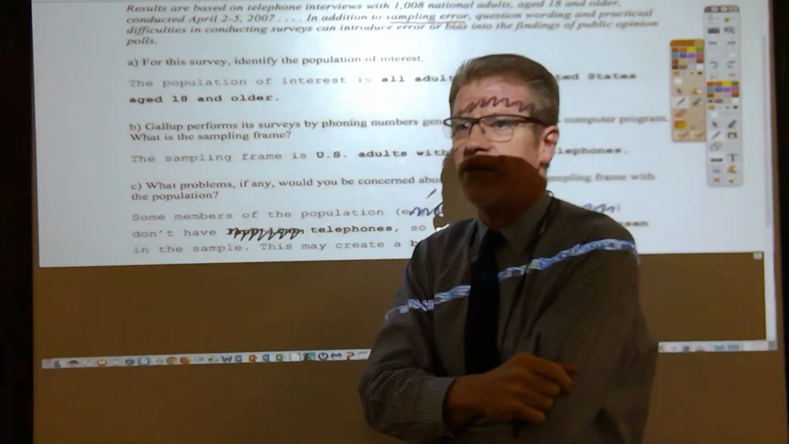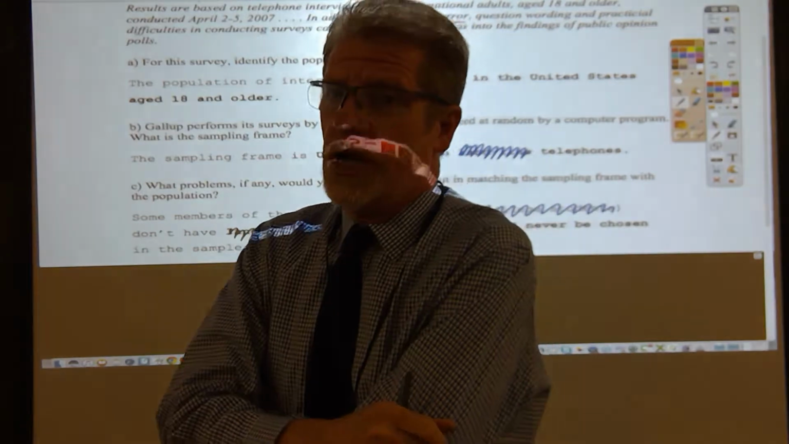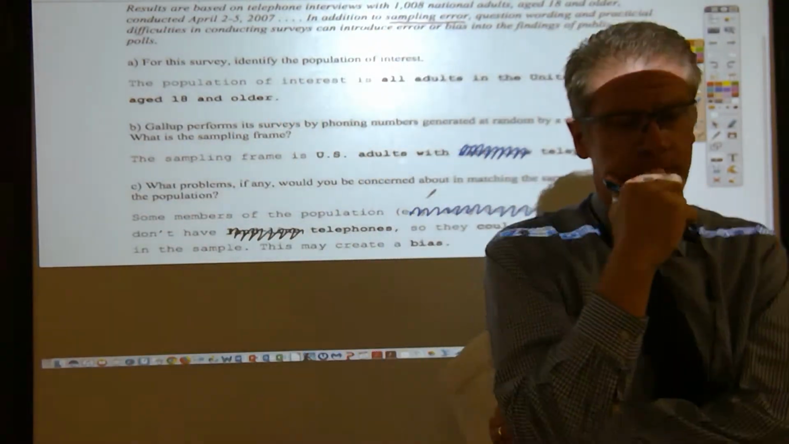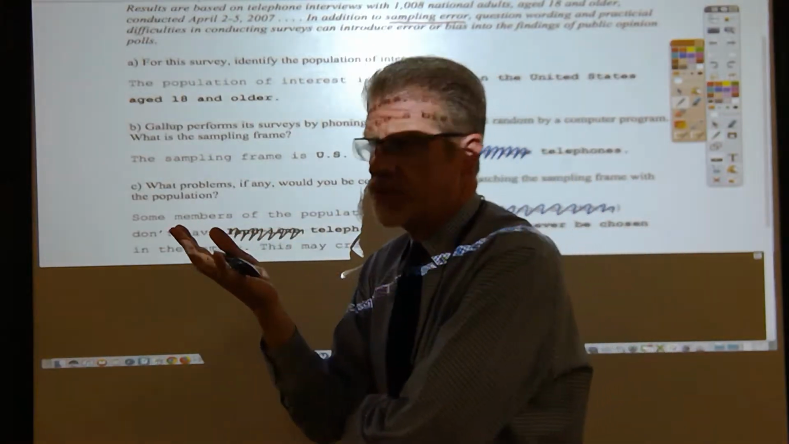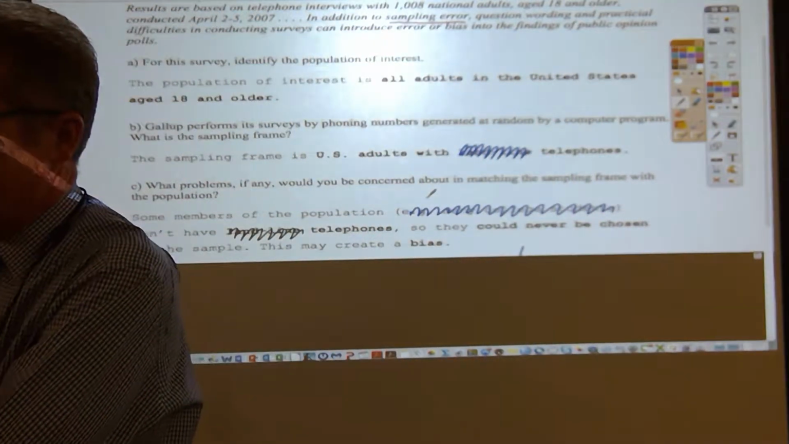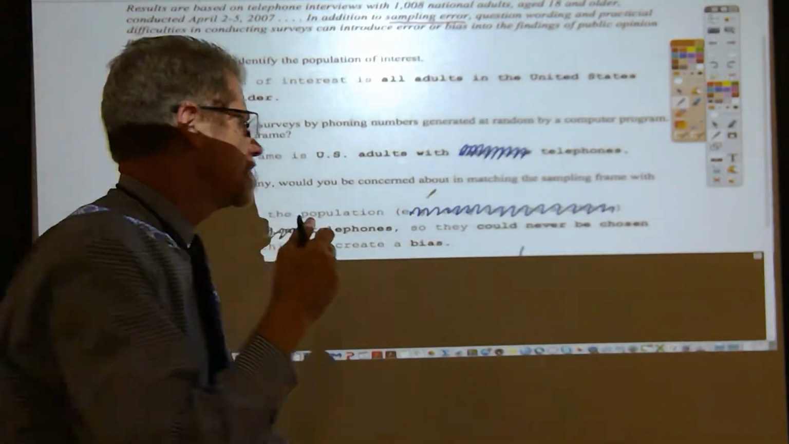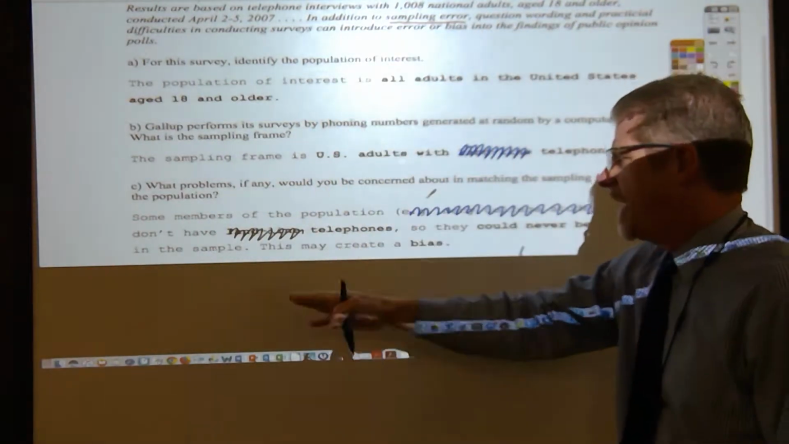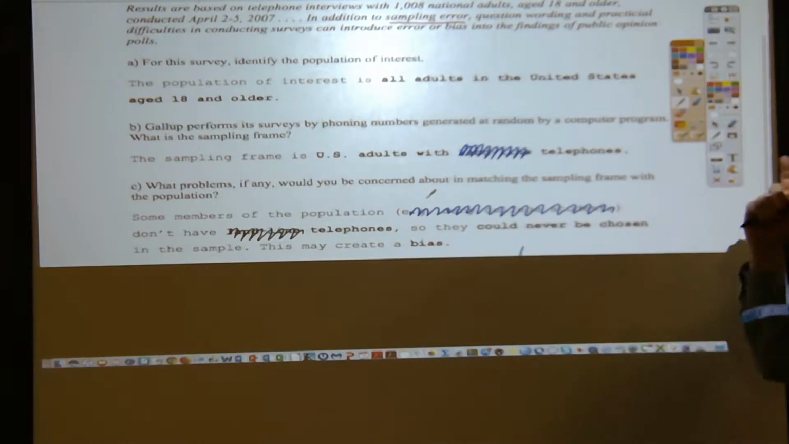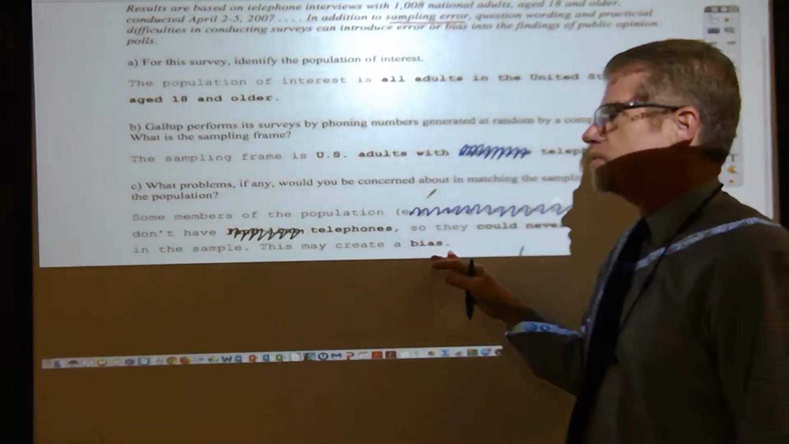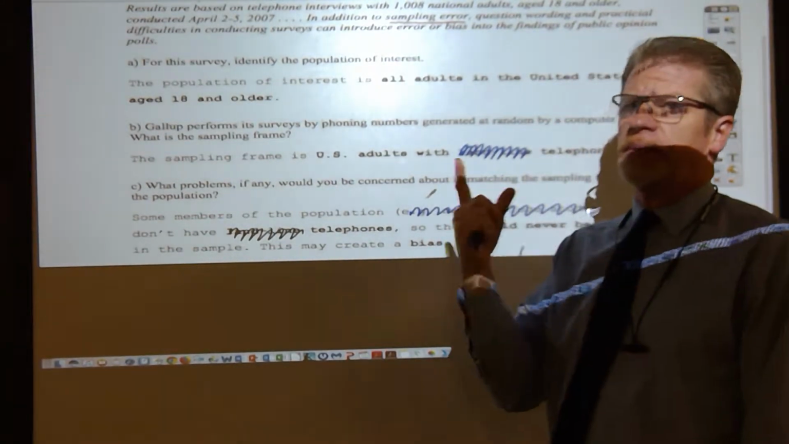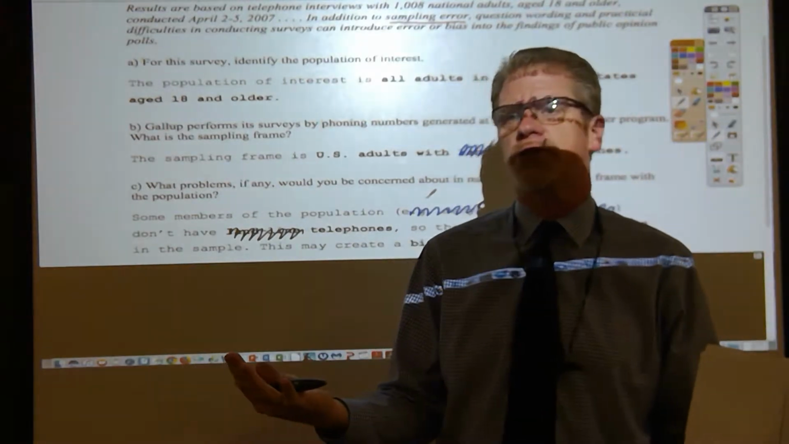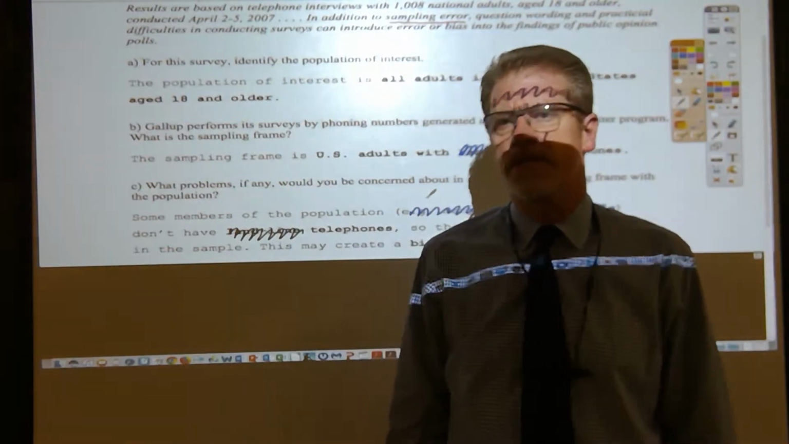Who is it that doesn't have phones? I don't know if you can describe general characteristics of the population of people who do not have phones. Maybe some people have religious objections to being on the grid. I just don't know how to describe them. So let's just say some members of the population don't have telephones, so they could never be chosen. So that may create a bias. It could be that these people who don't have phones have completely different views about who to vote for in the next presidential election. Yes, go ahead, Lewis.